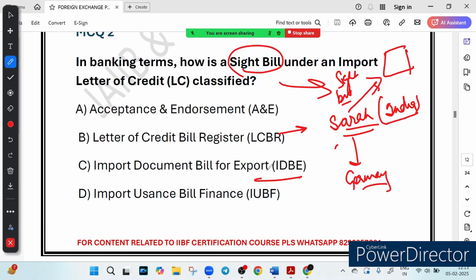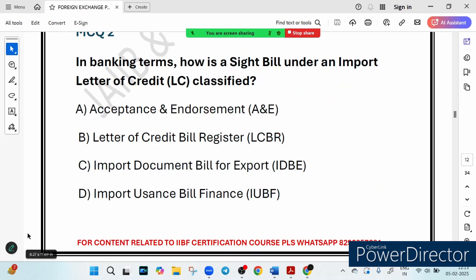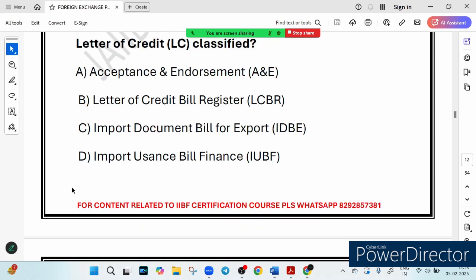Option D says IUBF, which is import usance bill finance. This is also incorrect. This is the opposite of a sight bill, where payment is due immediately when the documents are presented. Sight bills are not related to time-based financing, so this option is not relevant. And option E says, let me show you option E also. Just wait a minute. Why am I telling each and every option? Because sometimes a question may be asked from option C or option D, so you must know it.